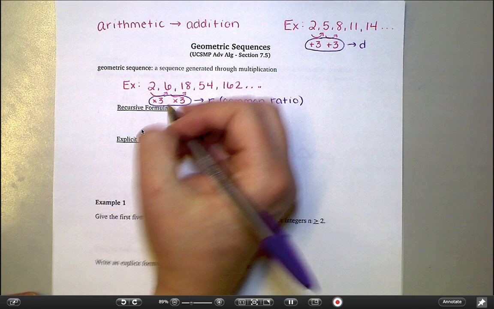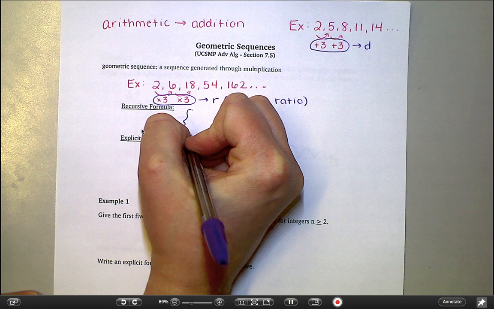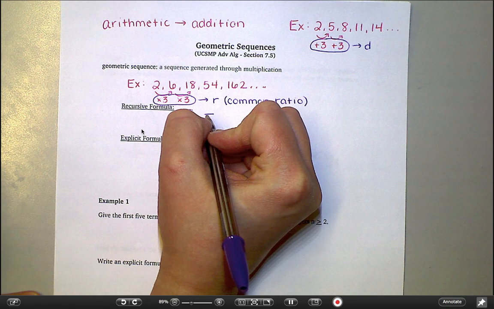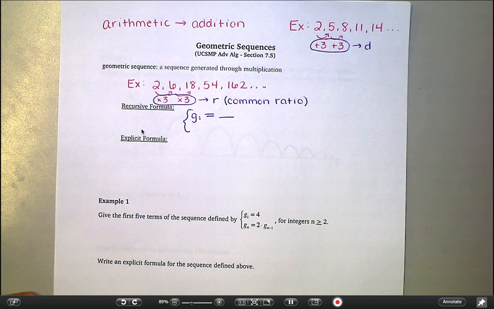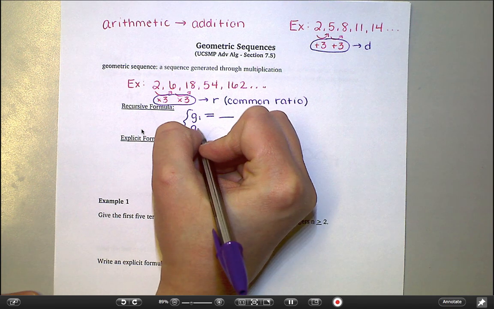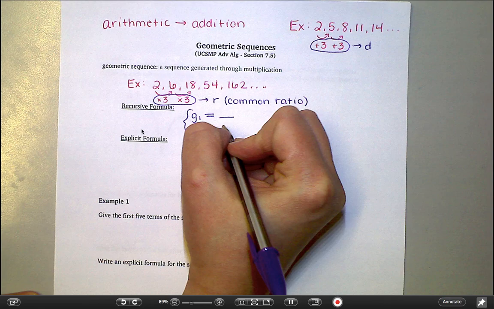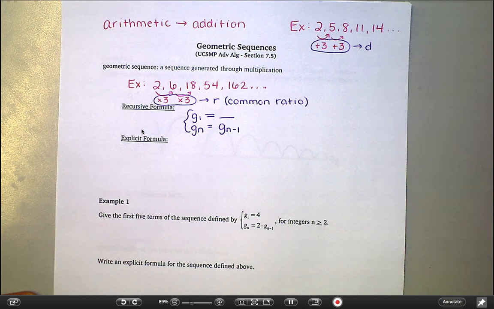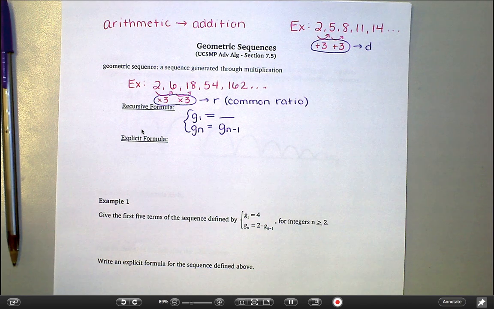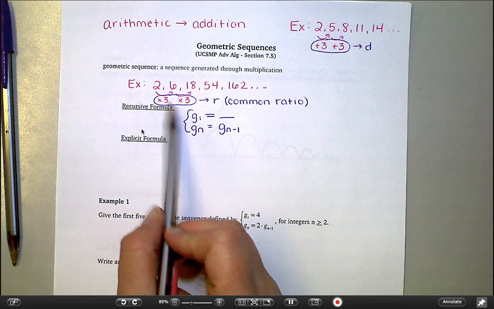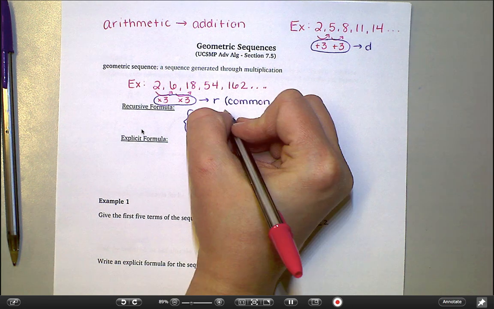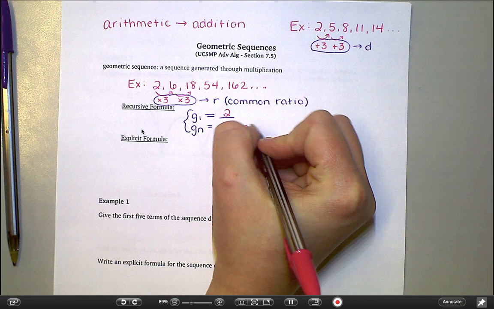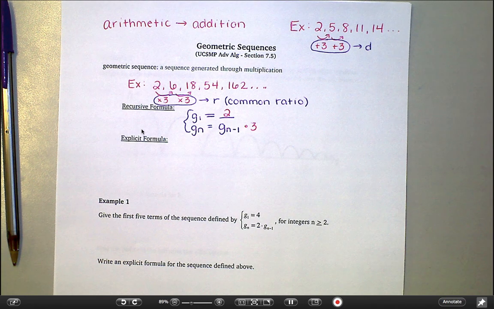So let's go back to our old friends, the recursive and the explicit formula here. Any recursive formula always has 2 parts to it. It has a part where you identify the first term, equals something, and then where you say to get to the next term, you're going to take the previous term, so remember that notation really just means previous term, and do something to it. In the case of this particular problem, we would say that G1 is 2. And then to get to the next term, we take that previous term and multiply by 3. So that's what our recursive formula looks like here.